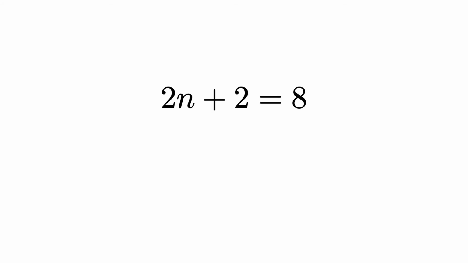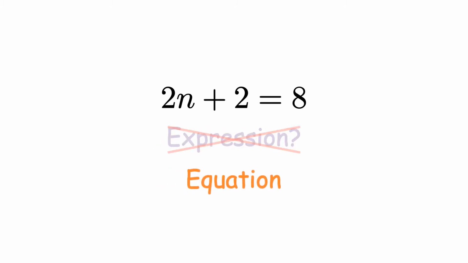Let's say we are given 2n + 2 = 8. Now, previously we discussed what expressions were, but would this right here be considered an expression? Now, to answer that, the answer would be no. This would actually be considered what we call an equation. And an equation probably sounds like a familiar word.